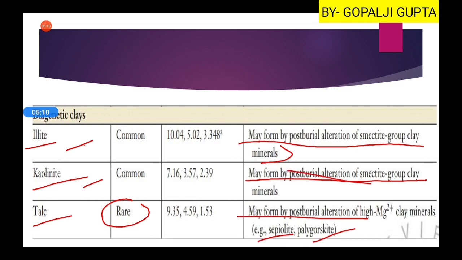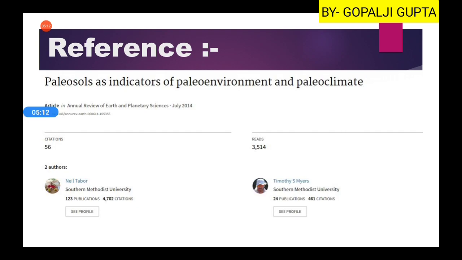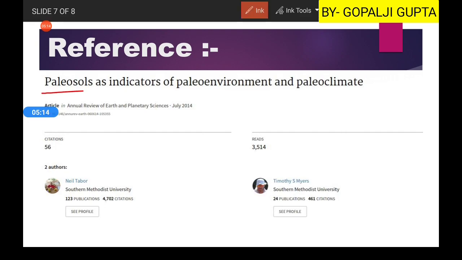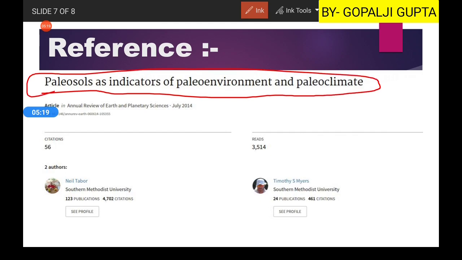And if we talk about the reference, this is the reference: Paleosols as an indicator of paleoenvironment and paleoclimate, written by Neil Tabor and Timothy S. Myers. You can also search for it on ResearchGate. There you will get the full PDF of this research paper.